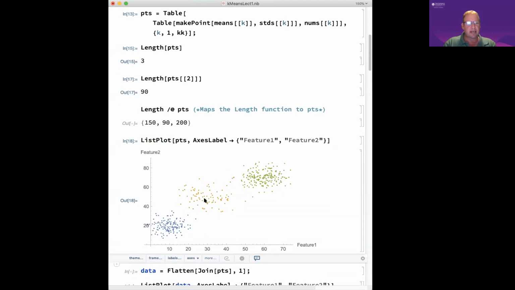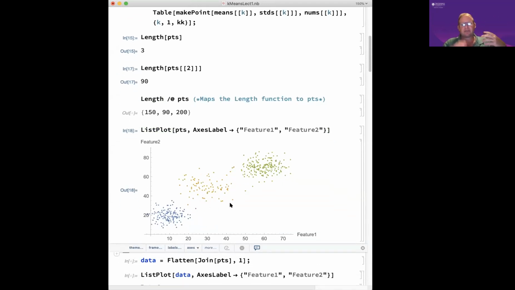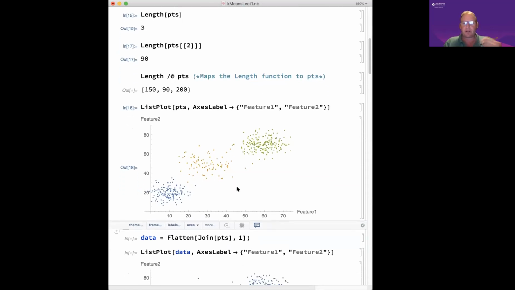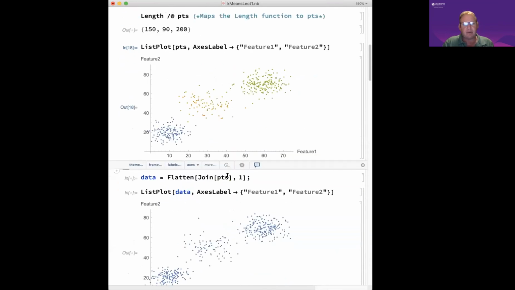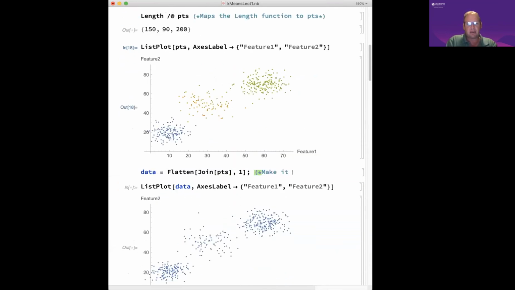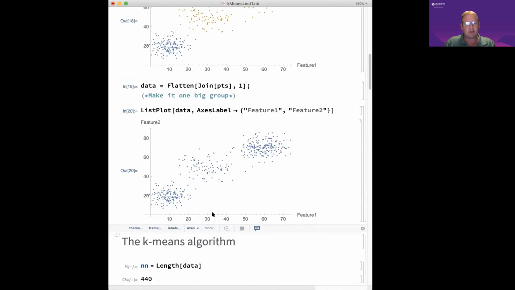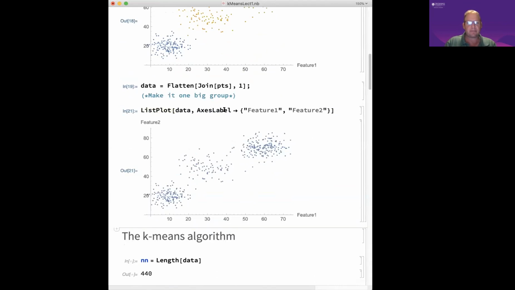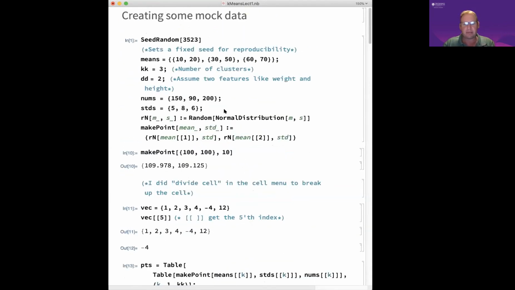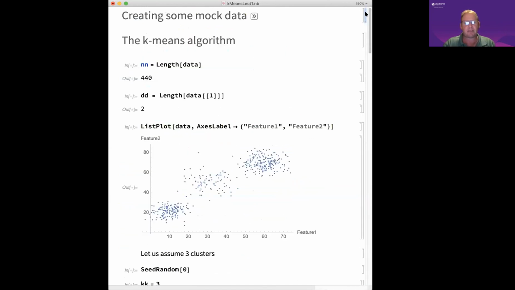So here's our points list plot, and it plots them according to their different clusters, the natural clusters. But this is nature; we don't know this, we just created this data. We know this is from the first group, second group, third group. But now I'm going to make it one big group. If I plot this, now we can't see who is what, so we'll want our algorithm to cluster it for us. This was all prep. I'm going to minimize this by double clicking on this collection of cells, so creating mock data is minimized. And now we're in the k-means algorithm.